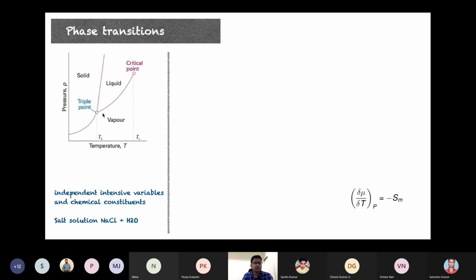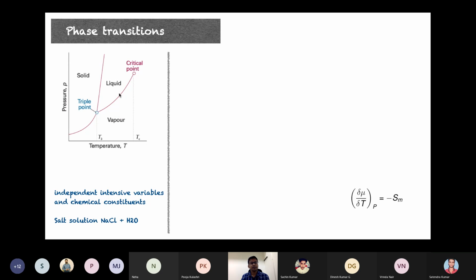And there are two interesting points. One is the point at which all three curves intersect, called the triple point. Why is it called the triple point? Because all three phases meet each other. This is a single point at a given temperature and pressure. You get just one point for that particular substance, the triple point, where all three phases coexist.